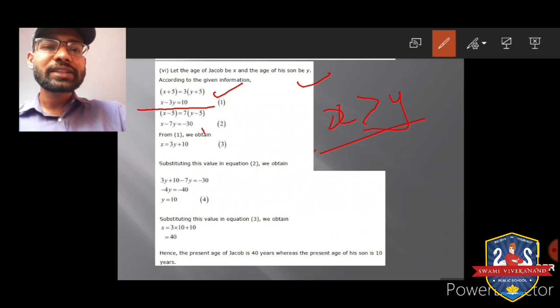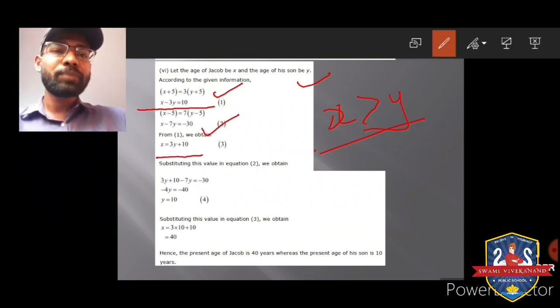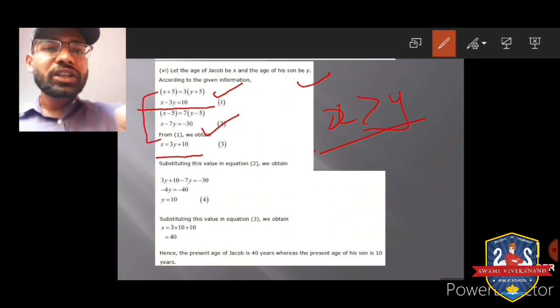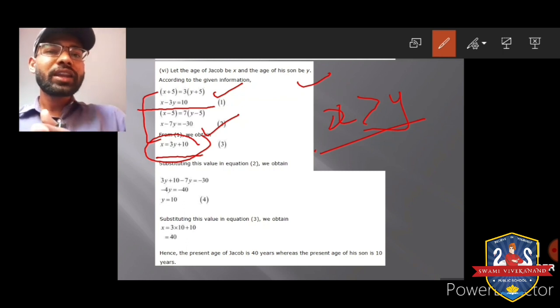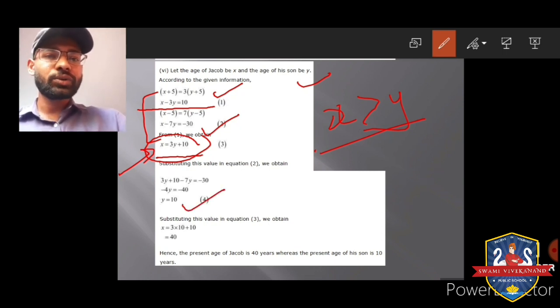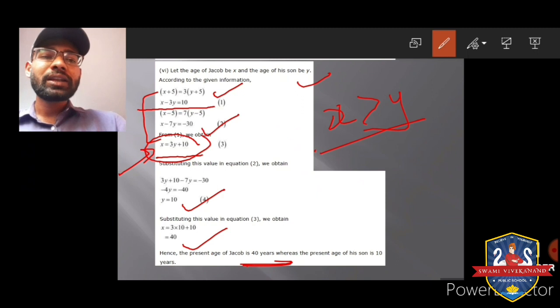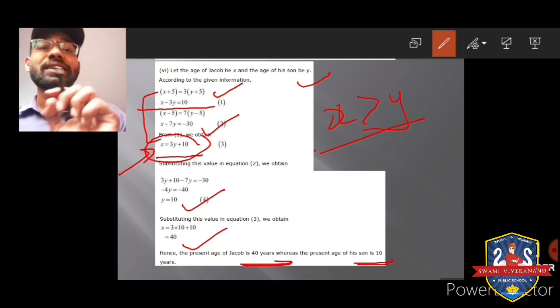So from here we get x minus 7y is equal to minus 30 and x is equal to 3y plus 10. Equations are formed. Now for substitution, we substitute one variable in the form of another. It is x in the form of y, and we substitute that value, we get y is equal to 10 and x is equal to 40. It means that the present age of the father is 40, and the present age of the son is 10 years.